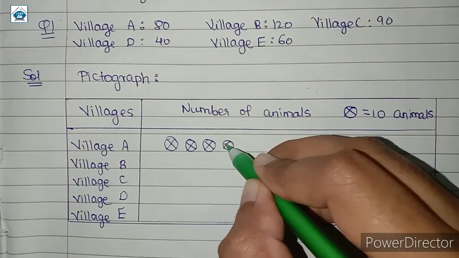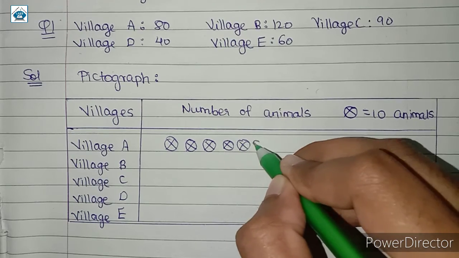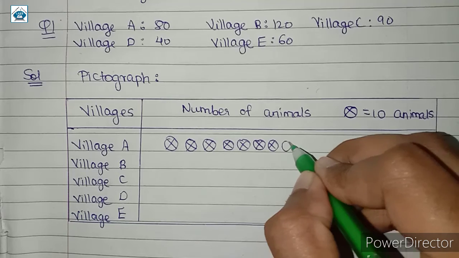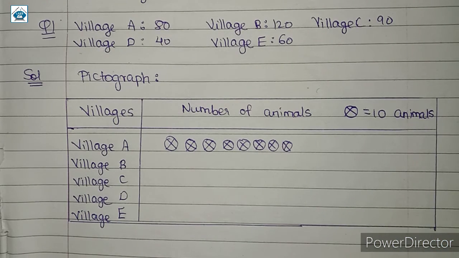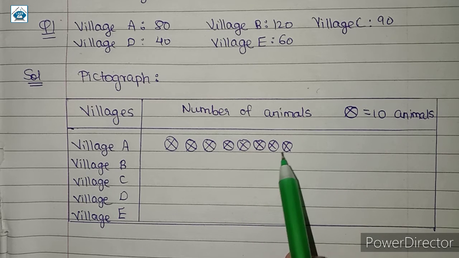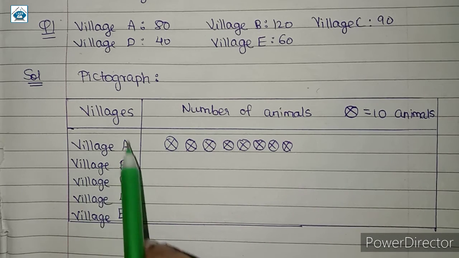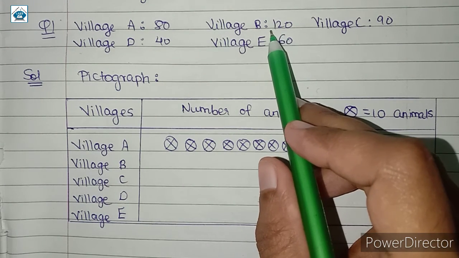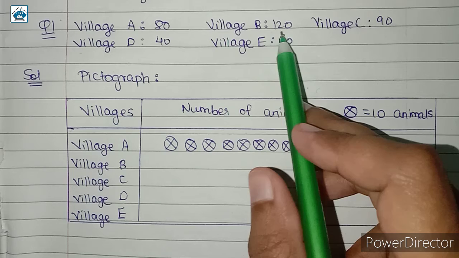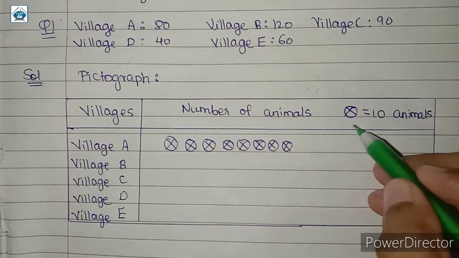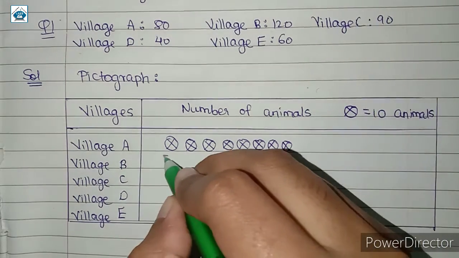So here in this way, we can draw 8 such symbols. So 1, 2, 3, 4, 5, 6, 7, 8. From this we can say village A has 80 animals. Next, for village B, the number of animals given here is 120. So how many figures will we draw? We will draw 12 such figures, that is 12 such symbols.